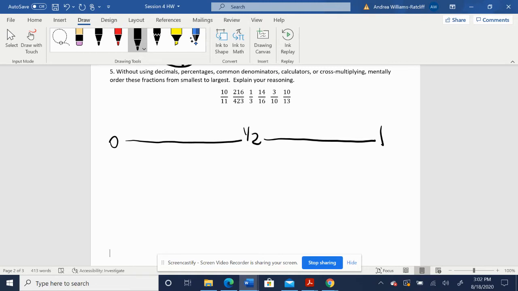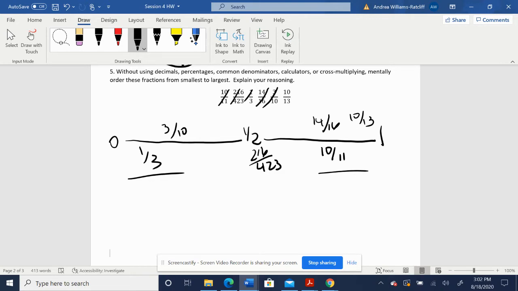So I look at 10/11ths, and I know that is more than a half. I look at 216 over 423. Half of 4 is 2, half of 2 is 1. This is pretty close to a half. 1/3, that's going to be less than a half. So we've moved up to here. 14/16, that's going to live up here somewhere. 3/10, that's going to live down here somewhere. And 10/13 is going to be more than a half.